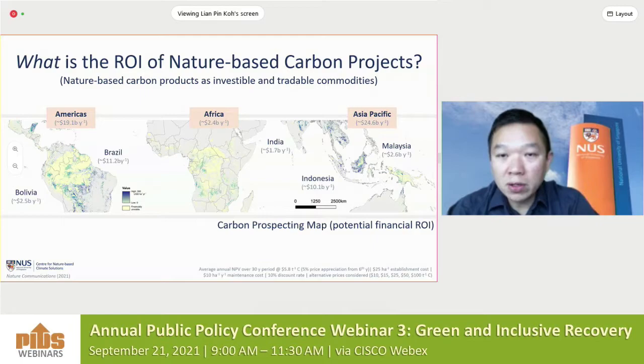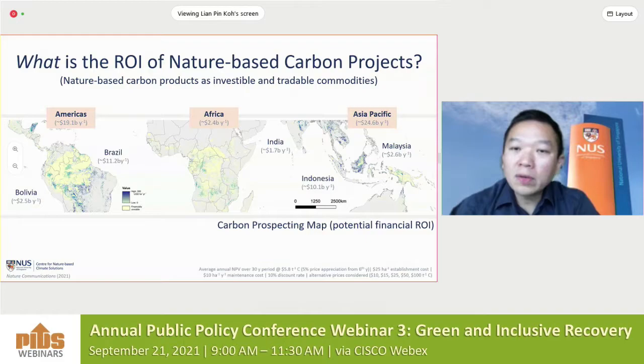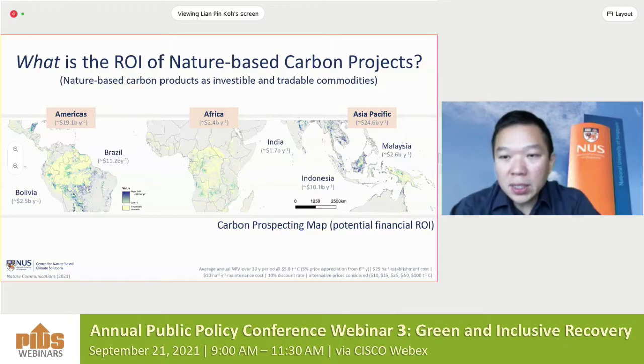But what I find most interesting on this map, and perhaps also most worrying, are the yellow parts on the map. These are the regions that will not be financially viable as carbon projects, mainly because these forests do not generate enough carbon credits to offset the costs of establishing and maintaining these forests as carbon projects. And so from a nature conservation perspective, we urgently need other policy interventions to protect the vast majority of our threatened forests across the tropics.